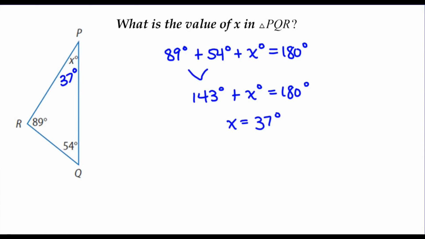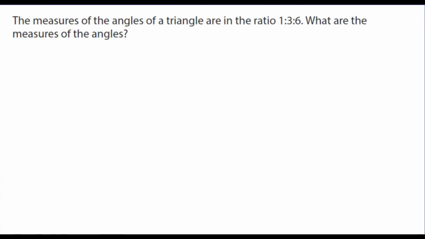So that's one way we can apply what we know about angle sums in triangles. We know that they all must add up to 180 degrees. That helps us find missing angles in triangles. Here we know the measures of the angles of a triangle are in a ratio of 1 to 3 to 6. And what are the measures of the three angles? Well, this one's a little bit more difficult for 7th graders at times because we struggle with ratios a little bit. But what does that ratio tell us about the angles in our triangle?